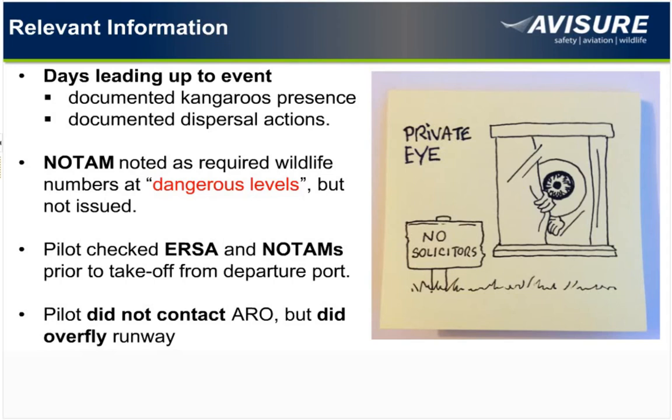Having said that, one of the serviceability inspections noted that kangaroo numbers were increasing to dangerous levels and noted that a NOTAM should be issued. But in the end, that NOTAM wasn't issued, and that's important information for later on.